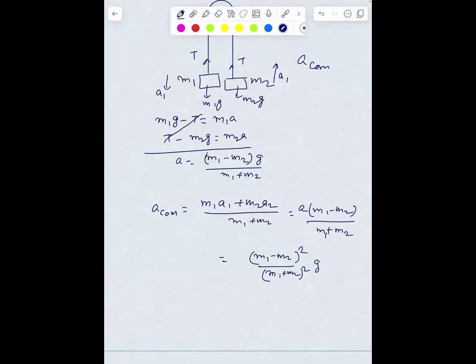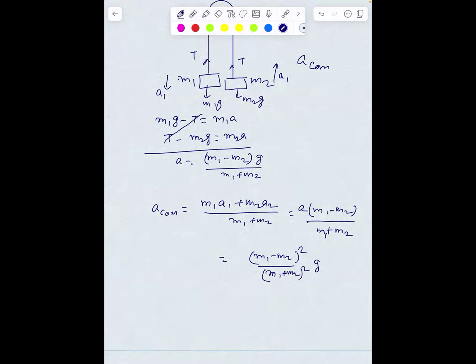Is it clear, everyone? Tell me. Yes, sir. This is acceleration of center of mass. So if they ask you acceleration of center of mass, this is the way to calculate acceleration of center of mass. Okay. Even velocity of center of mass you can calculate by the method M1 v1 plus M2 v2 upon M1 plus M2. Is it clear to everyone? Yes, sir.